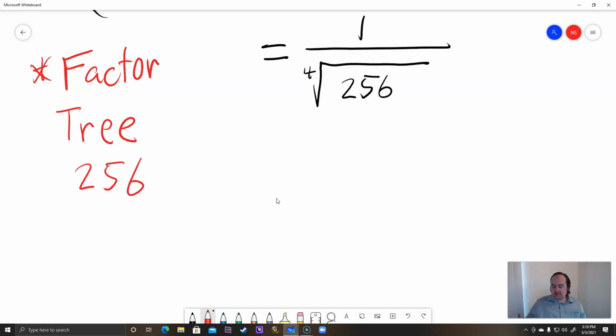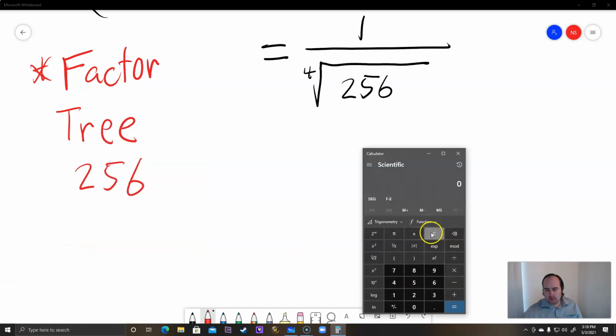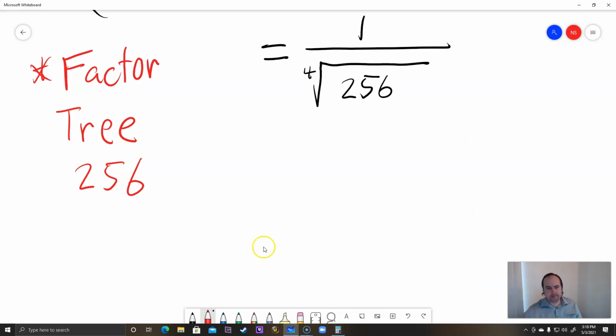Okay, so 256, if you're not sure what goes into it, you can divide it by, I think 16 goes into 256. So if I open up any kind of calculator, I do 256 divided by 16, gives me 16. Okay, so 256 factors as 16 and 16.